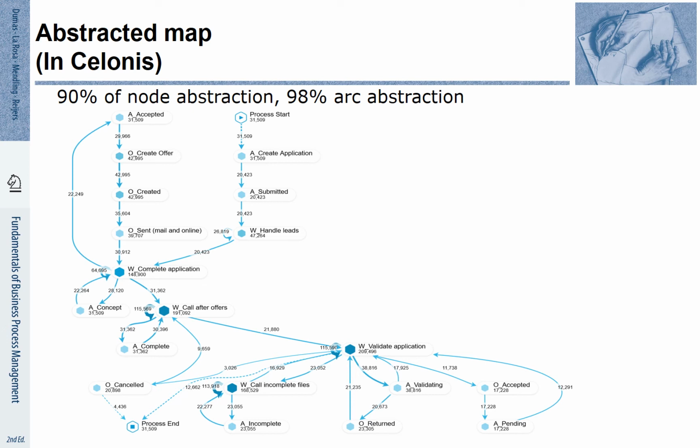From the complete application status, we can progress towards the right-hand side bottom of this diagram via call after offers and validate application. For the validate application status, we observe that there are many ways of continuing, either towards acceptance or via validating to returning, or having incomplete files, or cancellation. Thanks to these filterings and abstractions, we now have a model that a process analyst and a domain expert can understand.